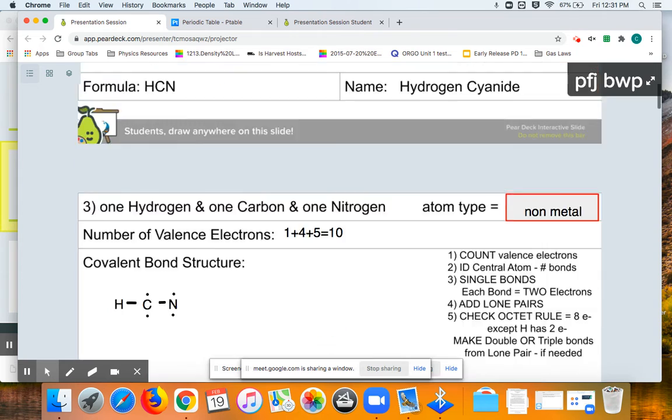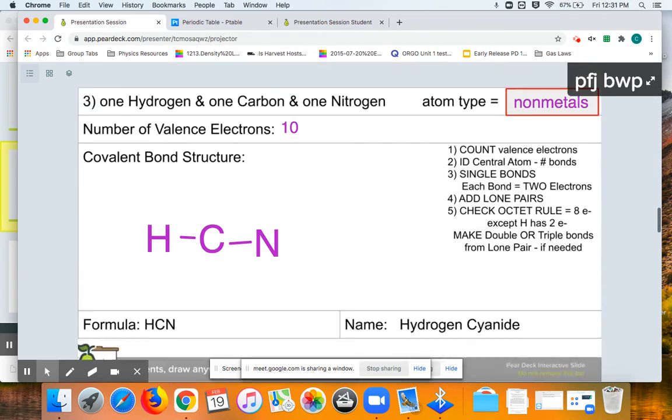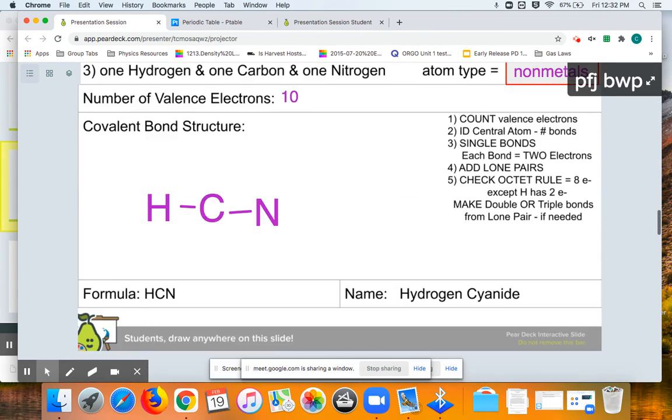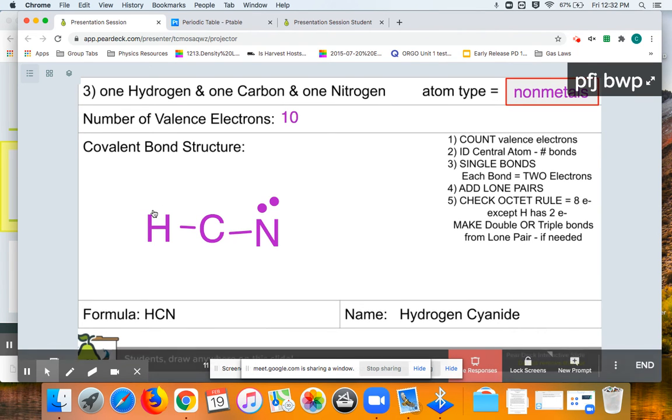Cool. We're drawing our electrons in. We should have 10 total electrons. Oh, the purple person again. Love this. So we'll start with this one. So we have our single bonds drawn. They connected our atoms. Cool.